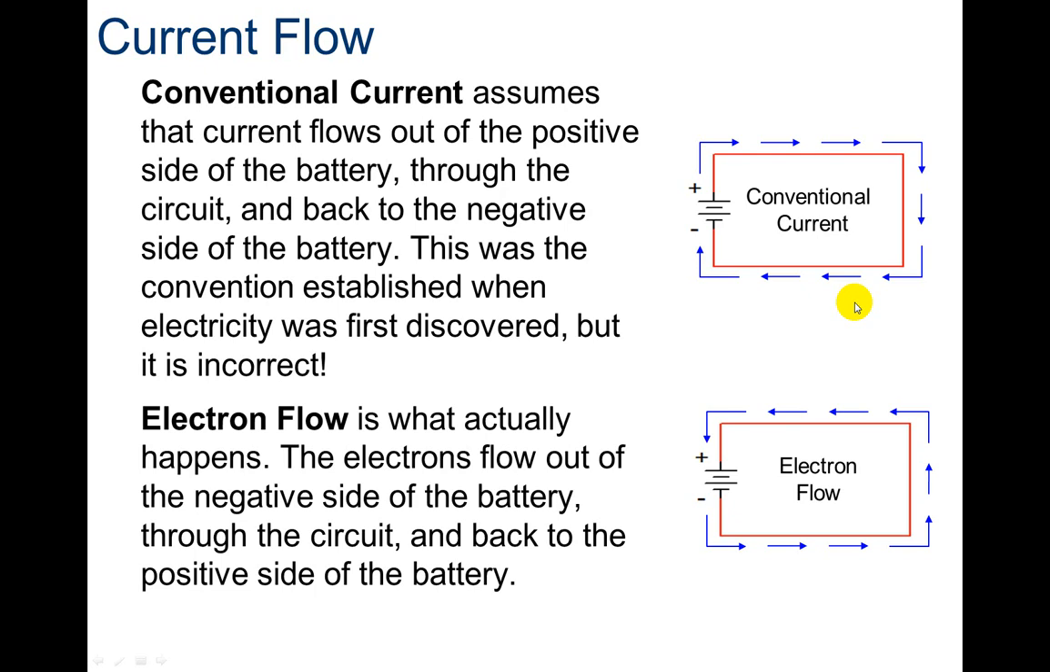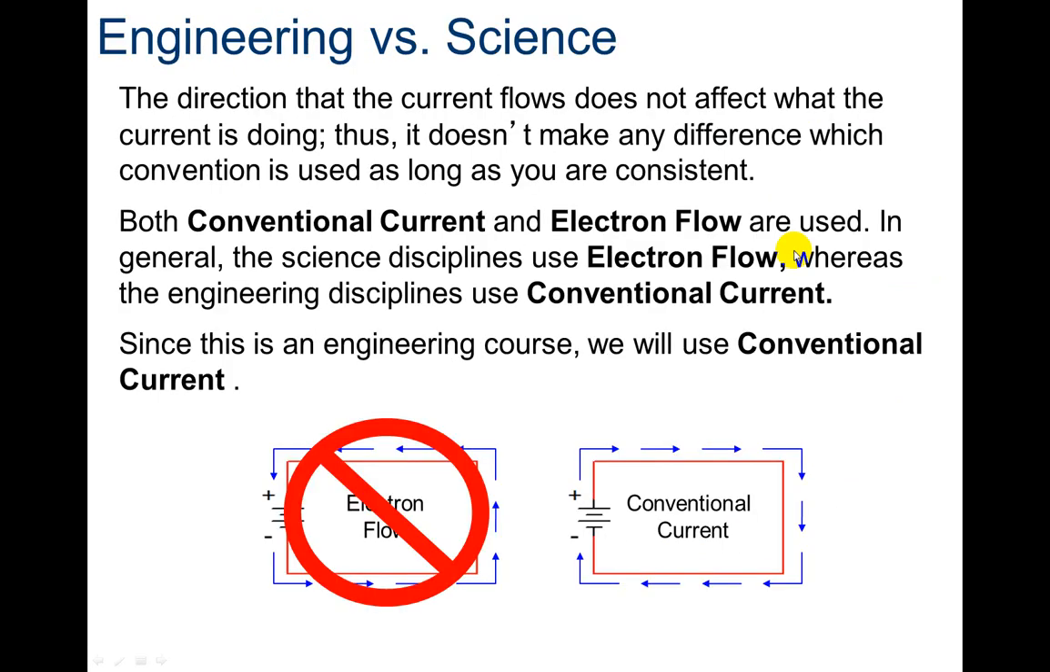This is called conventional current. It assumes that the current flows out of the positive side of the battery through the circuit and back to the negative side of the battery. This was the convention established when electricity was first discovered, but as we can tell now, it is incorrect. The electron flow is what actually happens: the electrons flow out of the negative side of the battery through the circuit and back to the positive side, just like I've been explaining here. But when we draw the battery and the lines, we're going to use conventional current, simply because we're in an engineering class and engineers have always done it this way and they're really not going to change.